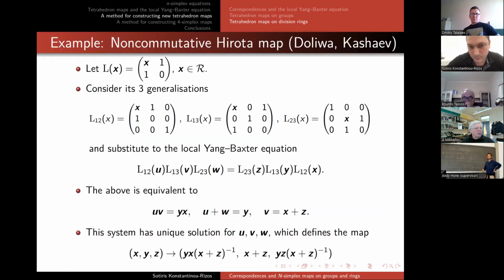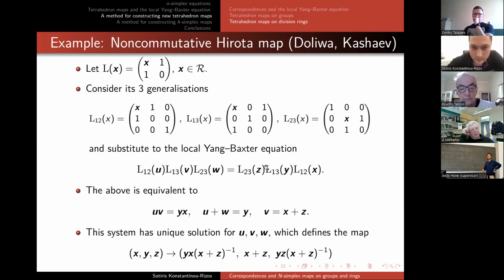So the next example is the non-commutative Hirota map. It appears in a work of Doliva and Kashaev, and is generated by this matrix. So X is a variable that belongs to a ring, a division ring. So we consider the 3x3 generalization of this matrix, and as usual, we substitute it into the local Yang-Baxter equation.